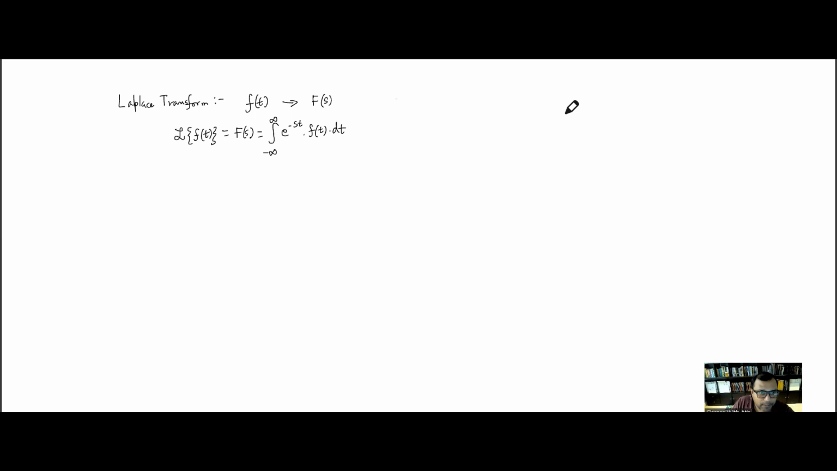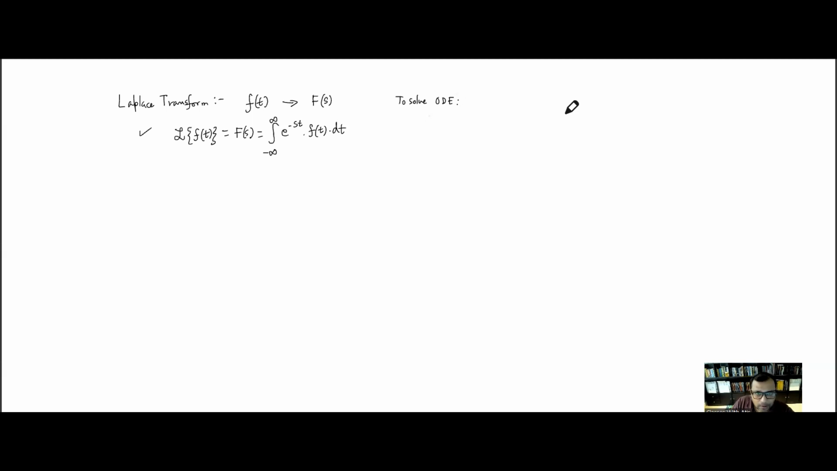the application of Laplace transform to solve ordinary differential equations. Okay. But before we get to how we solve ordinary differential equations using Laplace transform, we need to understand a little bit how this transform works and what is the transform for some common functions. Then it would get easier to apply it to solve ODEs.